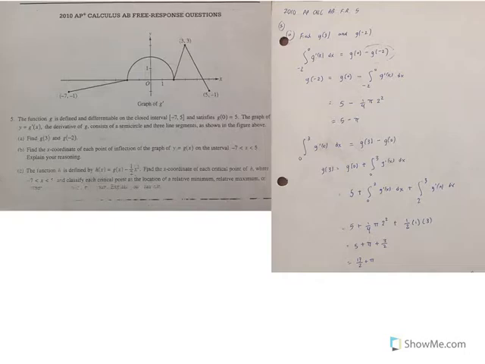2010 Calculus AB free response question number 5. So let's read the problem first. Before we even read, if you look at the label for the graph that's given, it says the graph of g prime, the graph of the derivative of g. It's very important when you're looking at a problem where a graph is given to understand what graph is given.